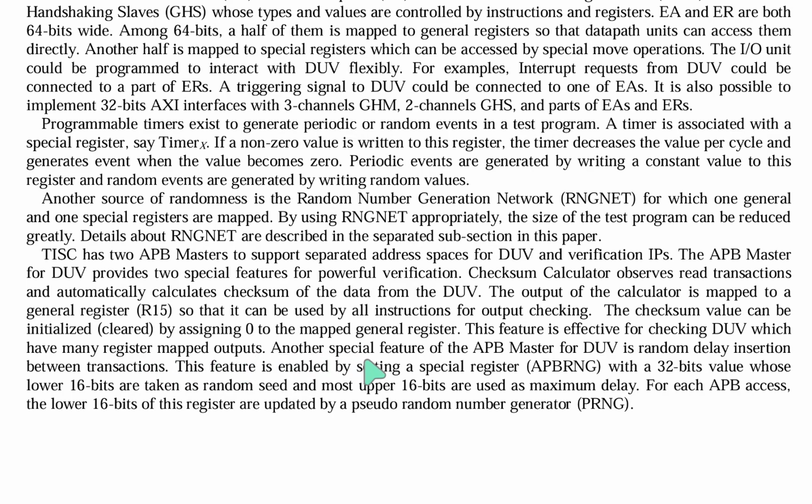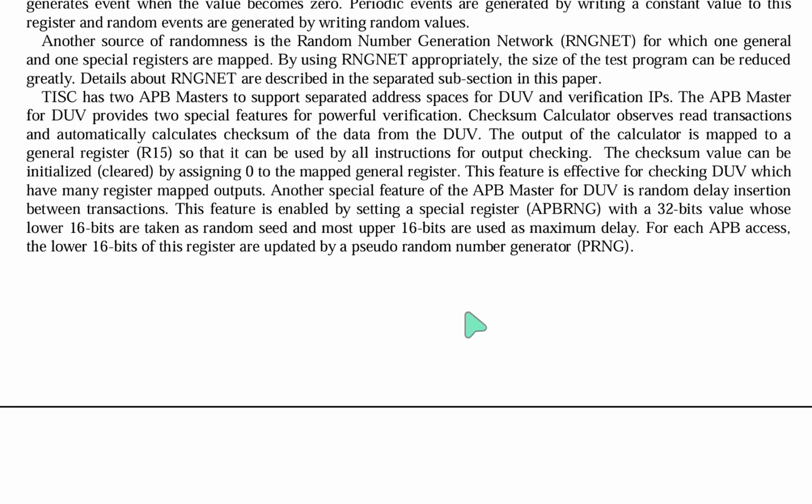Another special feature of the APB master for DUV is a random delay insertion between transactions. This feature is enabled by setting a special register, APB RNG, with a 32-bit value whose lower 16 bits are taken as a random seed, and most upper 16 bits are used as a maximum delay. For each APB access, the lower 16 bits of this register are updated by a pseudo-random number generator, PRNG.